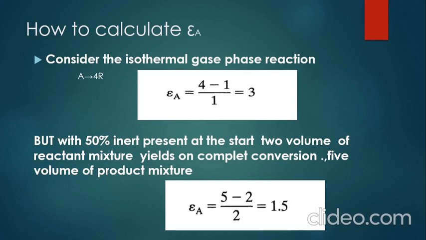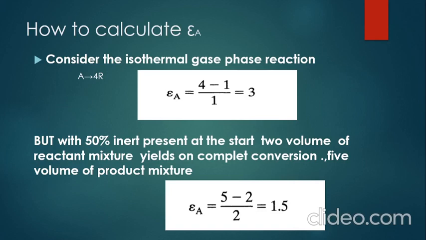Let us take a reaction, so we will see how to calculate epsilon A. Consider the isothermal gas phase reaction in which A is converted into R. Start with pure A. According to stoichiometry, 1 mole of A produces 4 moles of R. So epsilon A would be 4 minus 1 over 1, equal to 3.